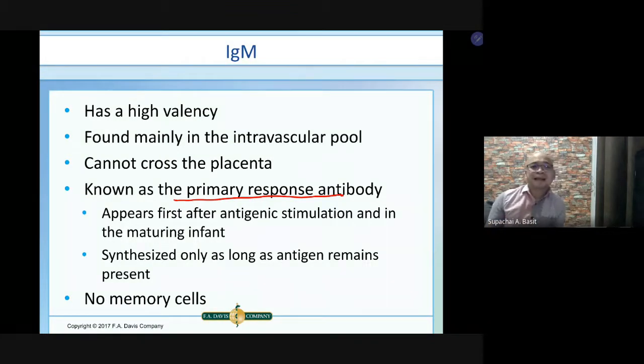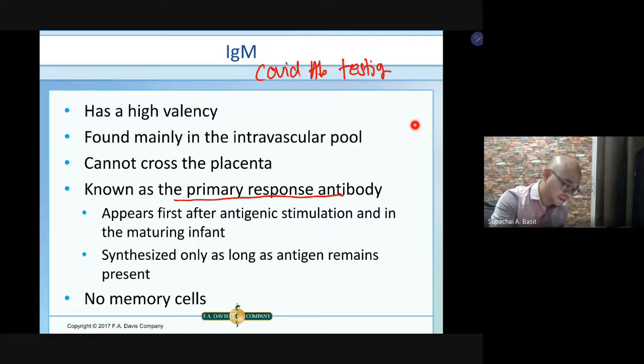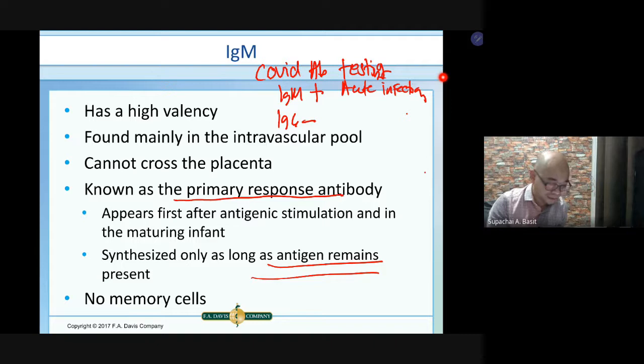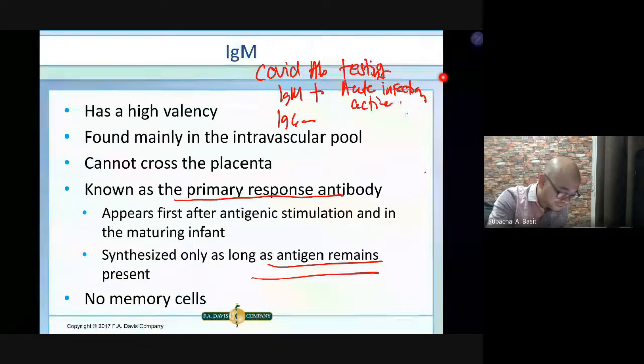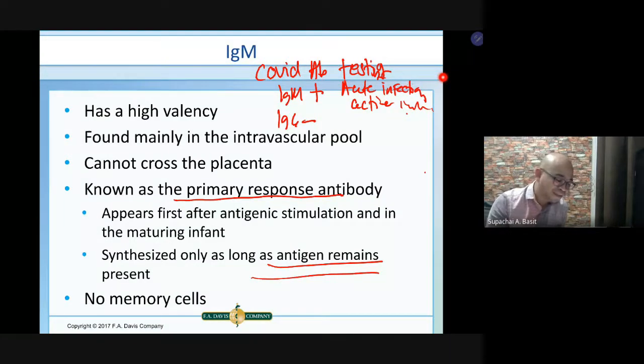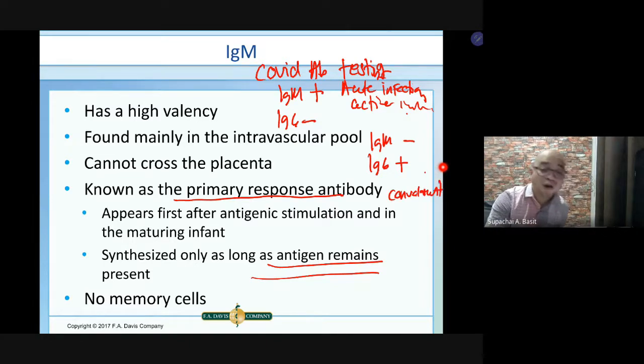Therefore, during antibody testing, for example, COVID antibody testing, there are two, IgM and IgG. If IgM is present and IgG is negative, it means that you have an acute infection, because IgM is only synthesized as the antigen remains. Acute infection or even an active infection. However, if during the COVID-19 antibody testing, your IgM is negative, but IgG is positive, then congratulations. Meaning to say, you are now in convalescence, or it is long after your immunization, and you are able to produce antibodies now. Okay, so that's how we interpret the antibody testing.